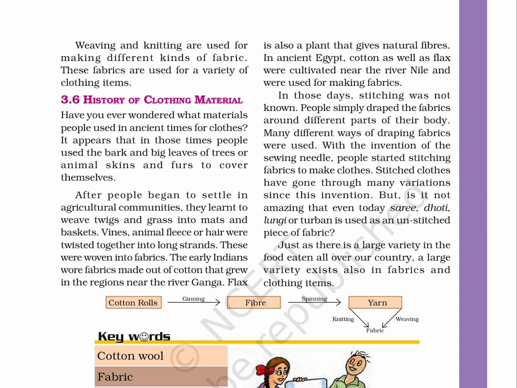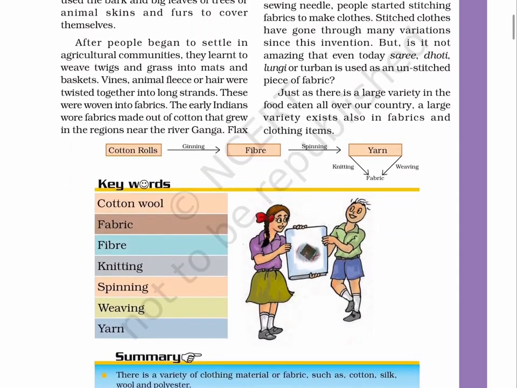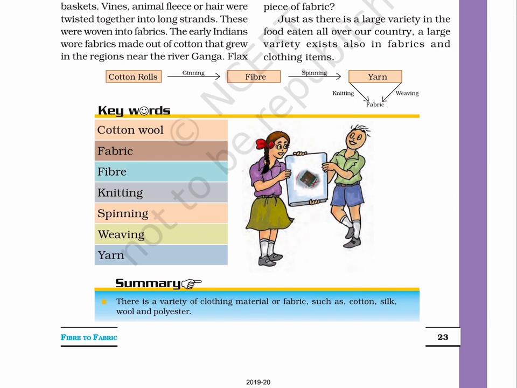But is it not amazing that even today, sari, dhoti, lungi or turban is used as an unstitched piece of fabric? Just as there is a large variety in the food eaten all over our country, a large variety exists also in fabrics and clothing items. Here, the step-by-step process is shown, starting from cotton rolls, which with the process of ginning become fiber, which with the process of spinning becomes yarn. And yarn can be made into fabric by knitting or weaving.